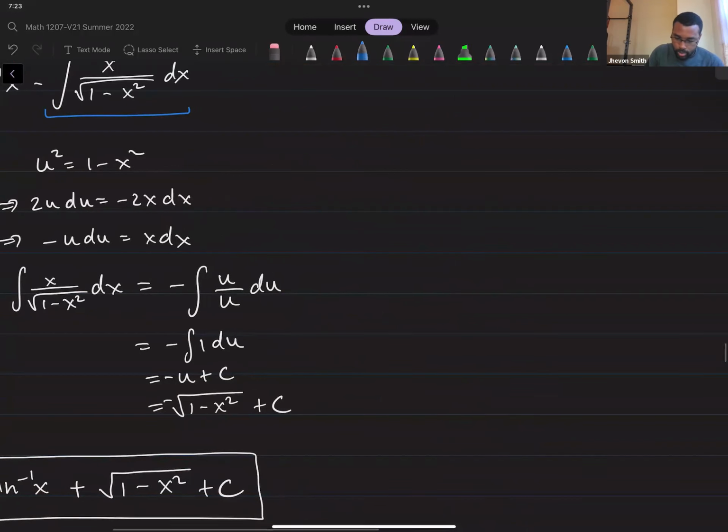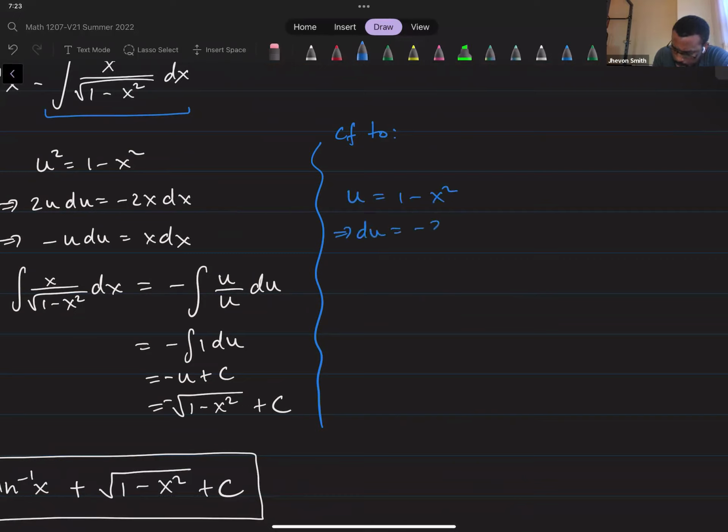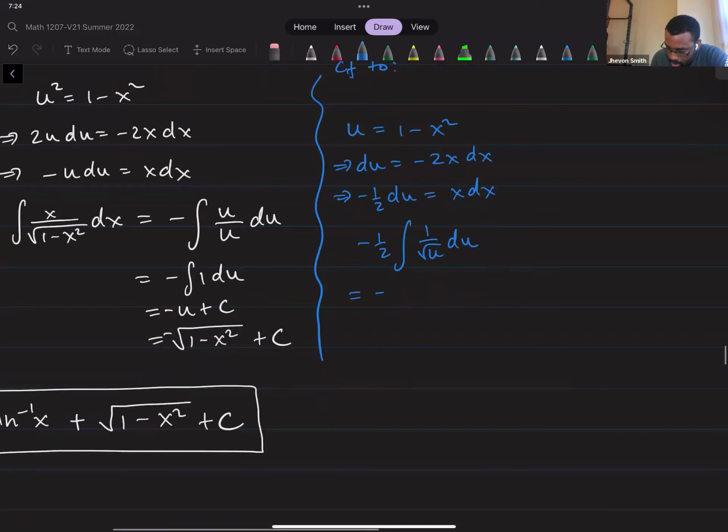Compared to that, just to show the traditional substitution of u equals 1 minus x squared, your du would be minus 2x dx, which means minus 1/2 du is your x dx. And so the integral will look like minus 1/2 the integral of 1 over radical u, which isn't terrible. I mean, integrating 1 is nicer, but you can still do this. So this is minus 1/2 the integral of u to the minus 1/2.